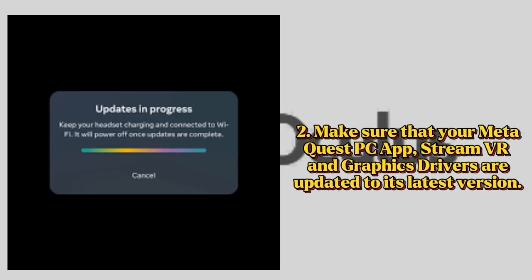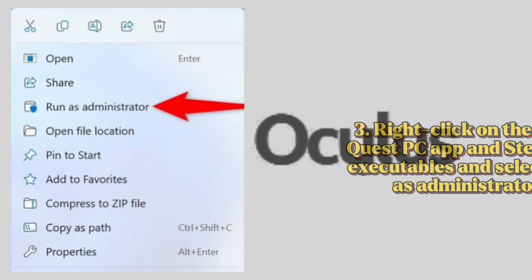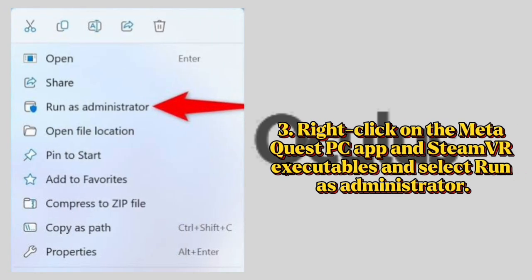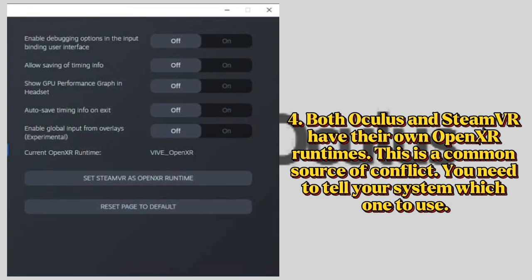Second, make sure that your Meta Quest PC app, SteamVR and graphics drivers are updated to their latest version. Another thing that you can do is to right-click on the Meta Quest PC application and SteamVR executables and select Run as Administrator. Please take note that both Oculus and SteamVR have their own OpenXR runtimes.